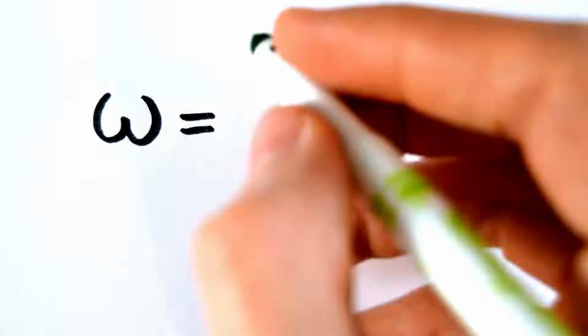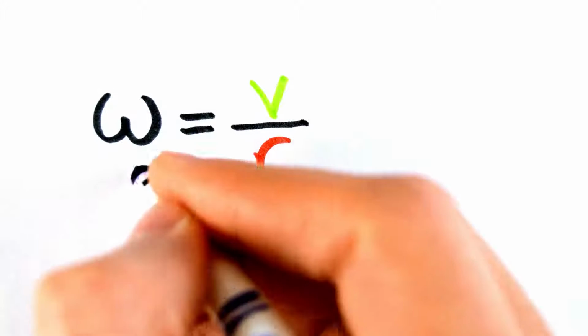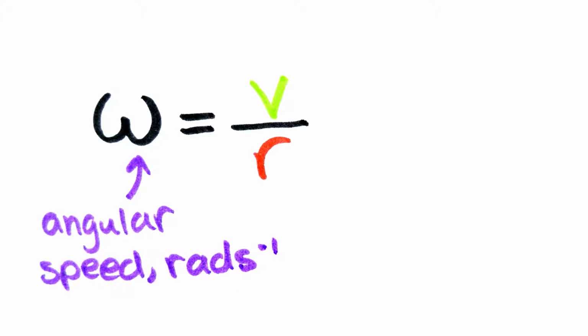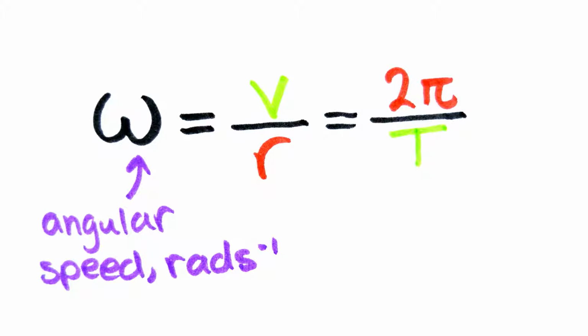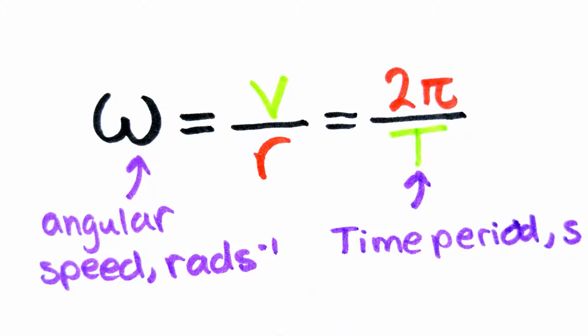Another relationship in circular motion is ω = v/r, where ω is the angular speed, which is a measure of how many radians are being turned through per second, and is measured in radians per second. Another formula for ω is 2π/T, where T is the time period for one complete rotation measured in seconds.